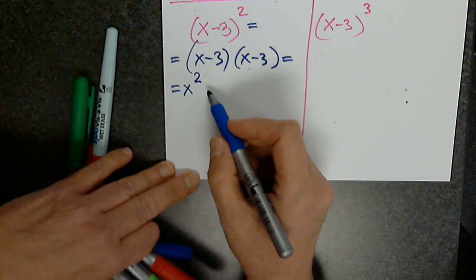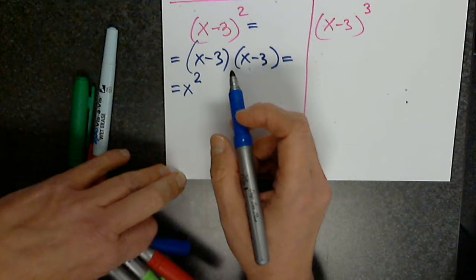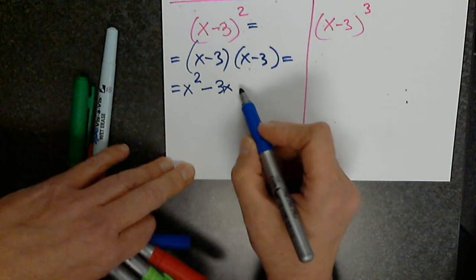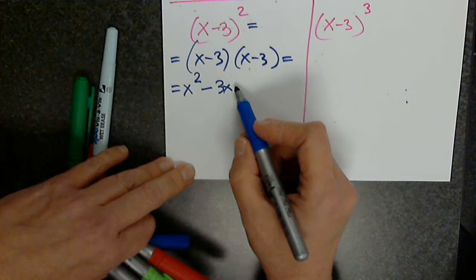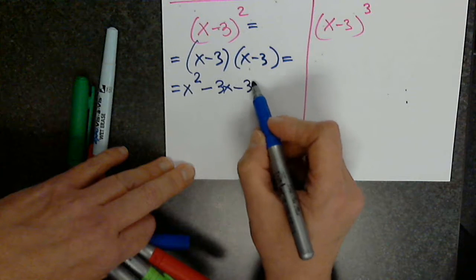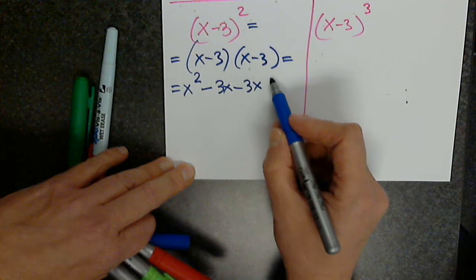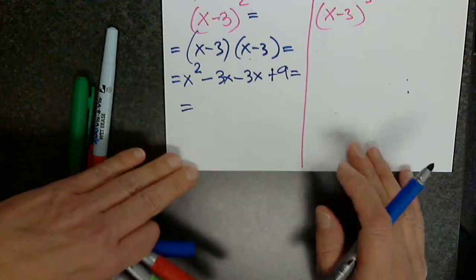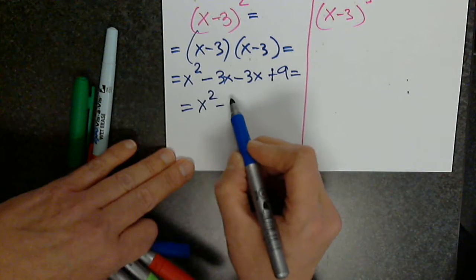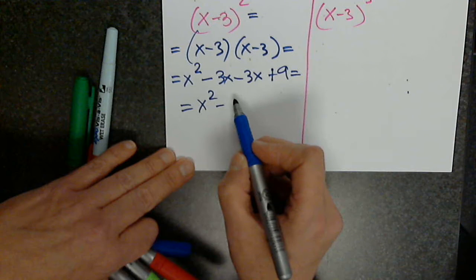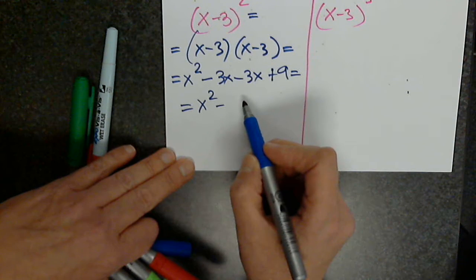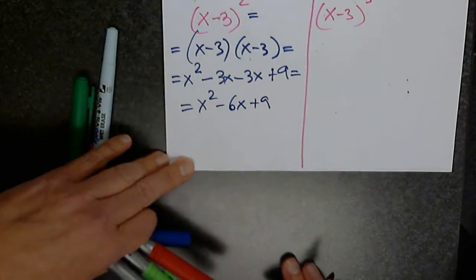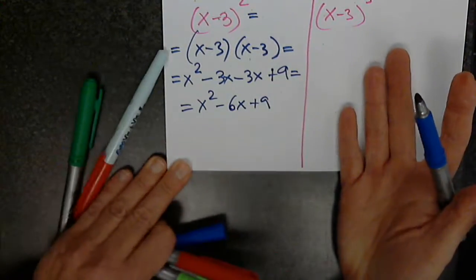Please do not use the rules from exponentials to this. So that's x squared, and minus 3x, minus 3x, and plus 9. Good. Please combine like terms: x squared minus 6x plus 9. Good. So now let's look at the other side.